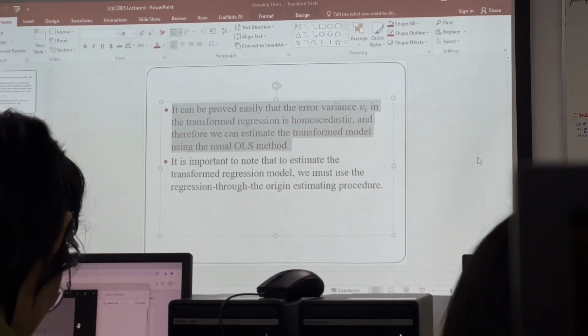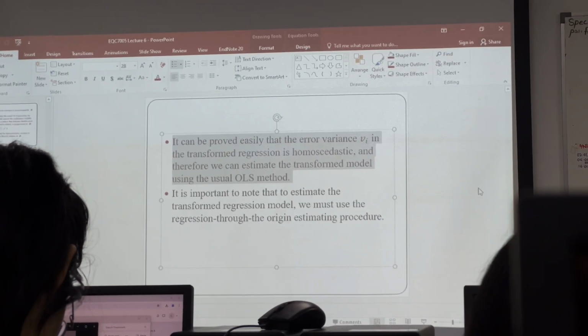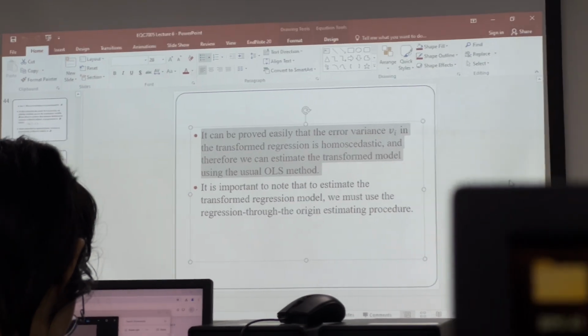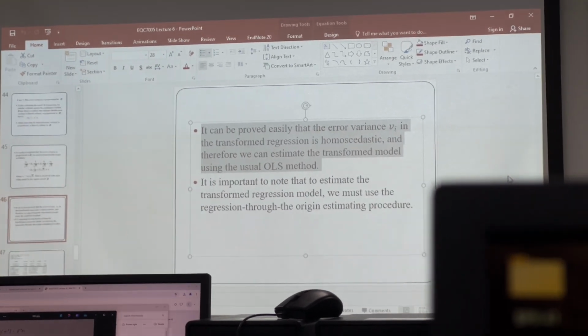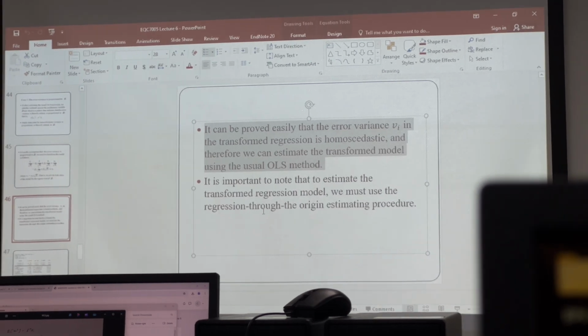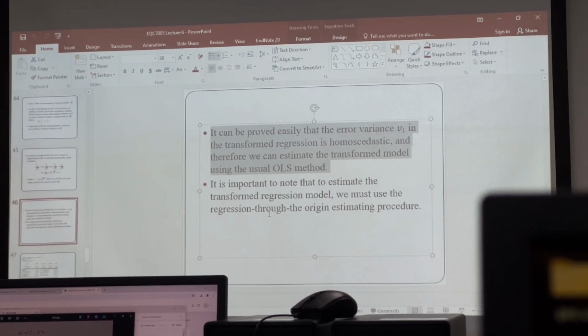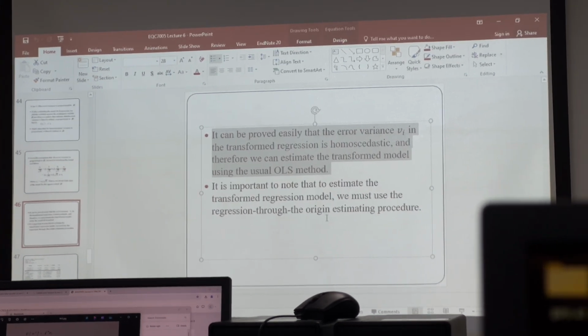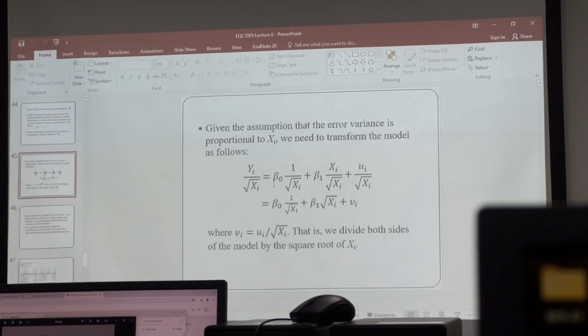Equation to have a constant error variance, instead of sigma square xi. So it is important to note that to estimate the transformed regression model, we must use the regression through the origin estimating procedure. Now, after we divide, it's just like we have two regressors. This is our new dependent variable, this is the first regressor, and this is the second regressor.